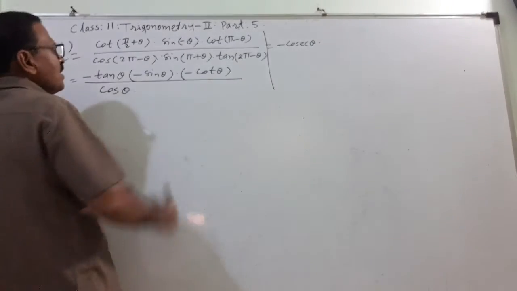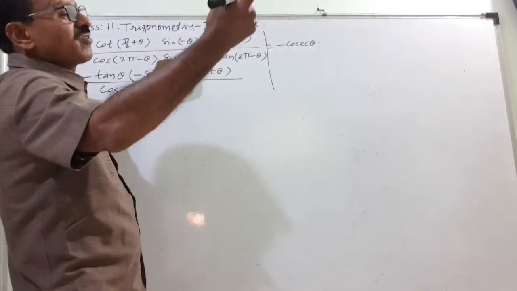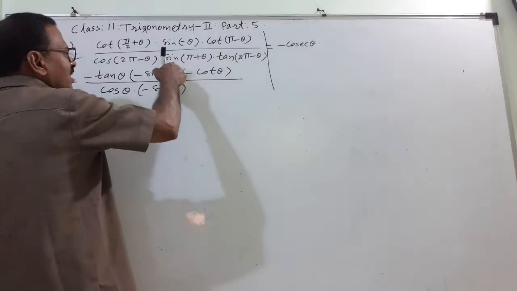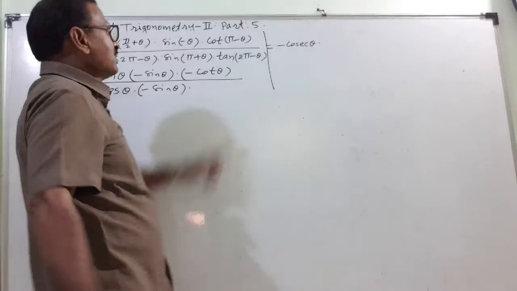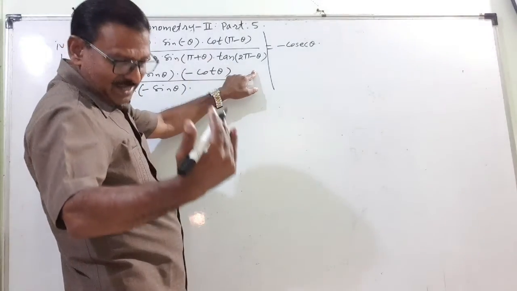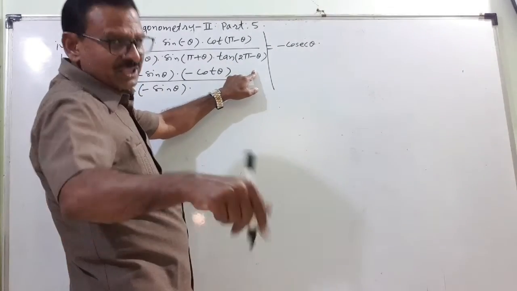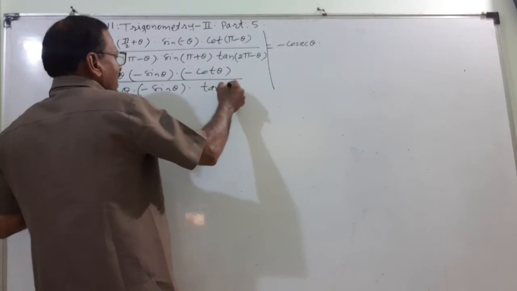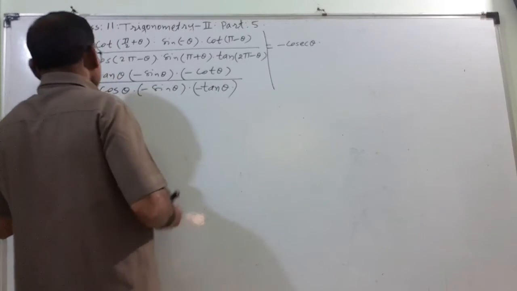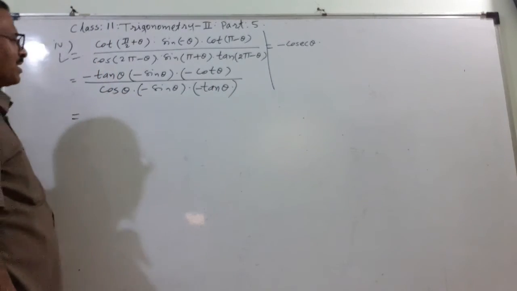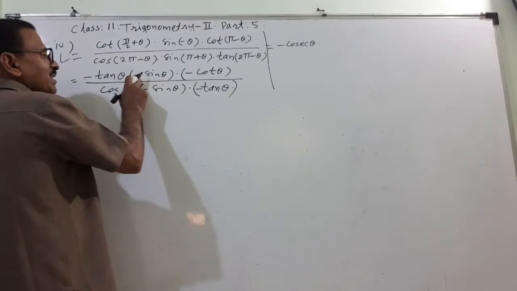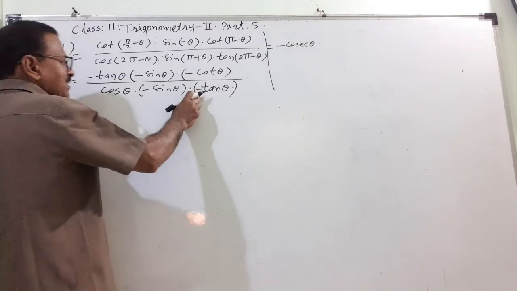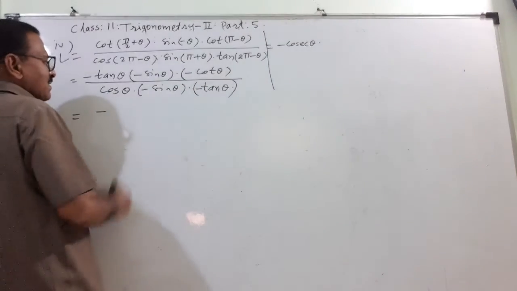Okay, positive. Pi plus something means 180 plus something, third quadrant. Ratio remains the same, but it will be minus sine theta. Third quadrant, sine is negative. 2 pi minus something, 360 minus something, fourth quadrant. Cos is positive. I am searching tan. Ratio remains the same, tan of theta, and it will be negative. So this is equal to, first of all, I will multiply the signs. This into this will be plus, and this will be minus, and this will be plus. So overall answer will be minus.